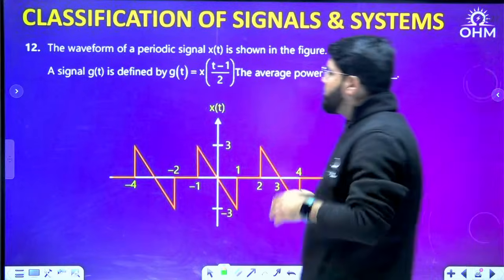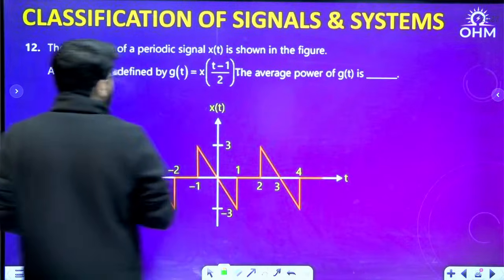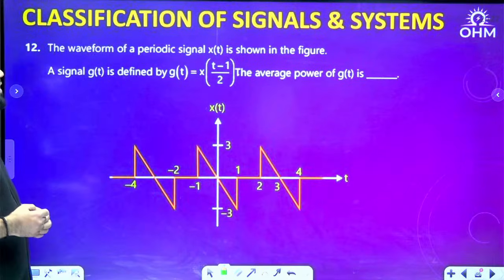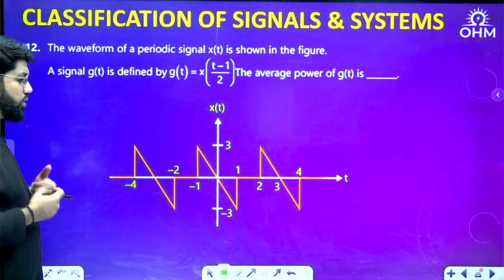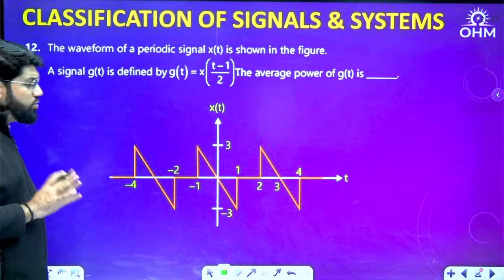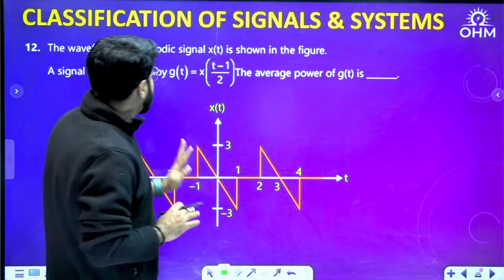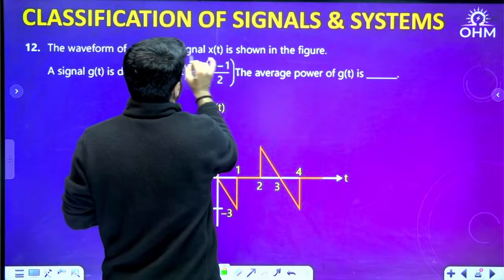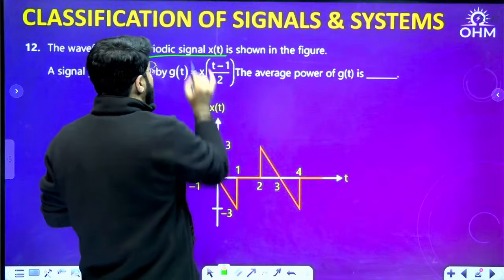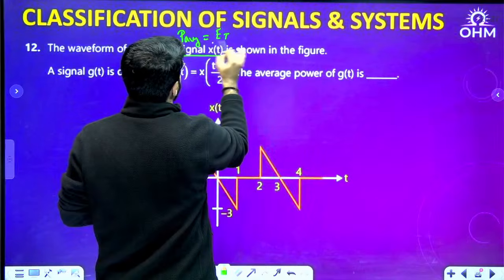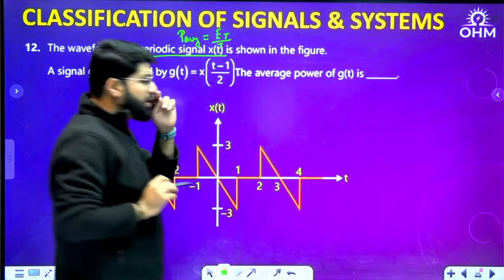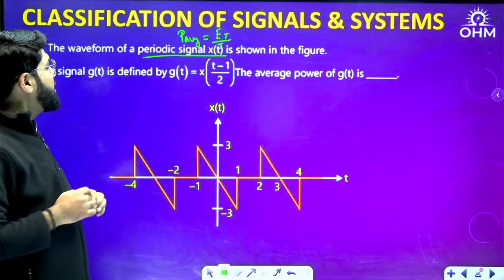The waveform of a periodic signal is shown in the figure. The signal Gt is defined by x of t minus 1 divided by 2. What is the average power of Gt? Now you see, first of all, what is xt? A periodic signal is given. For a periodic signal xt, how do you calculate the average power? I told you for a periodic signal, Et upon T: energy in one period divided by time period.